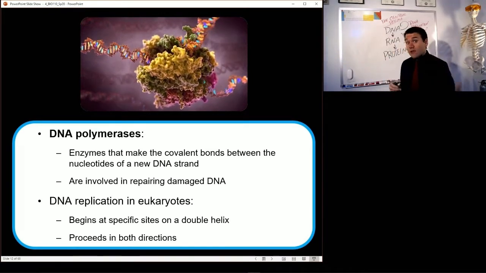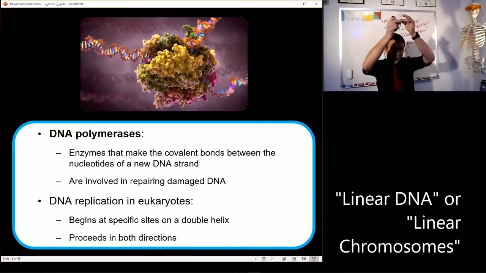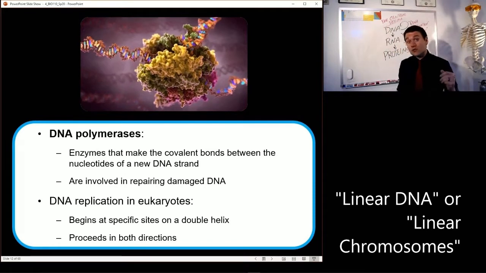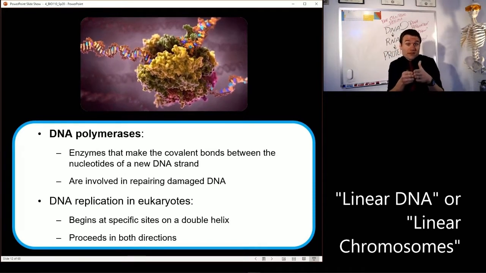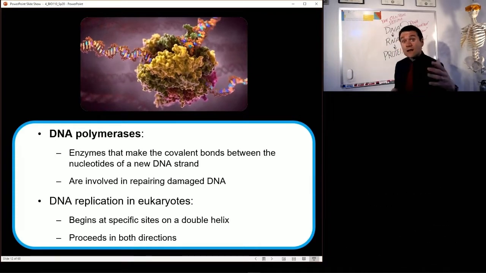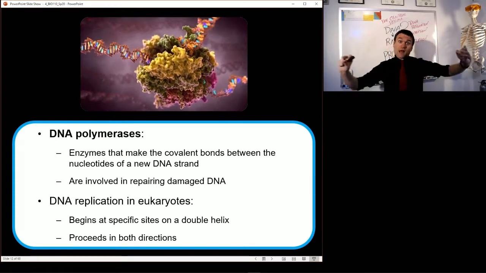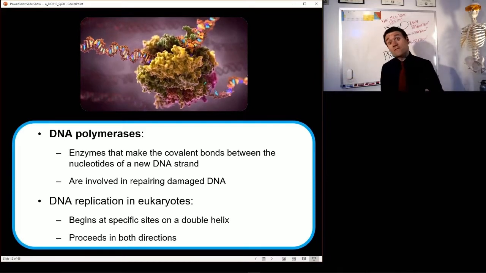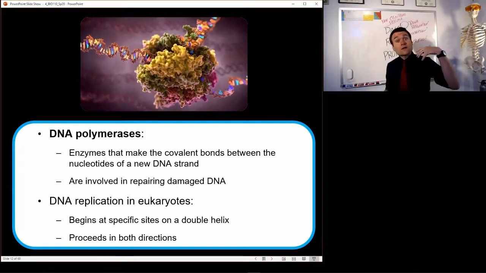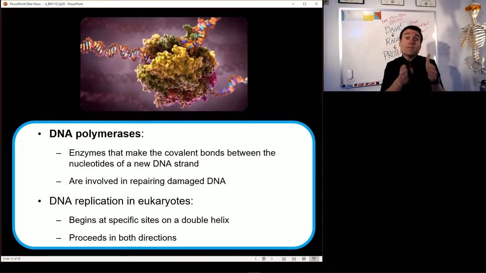Now, in eukaryotic organisms, we have linear DNA. The entire chromosome is one long string of DNA, and this process will continue until the entire chromosome has been duplicated. Now, that would take a very long time to go from one origin of replication and then copy the entire chromosome. But fortunately, in our DNA, we have several origins of replication per chromosome. So it can start at multiple sites.